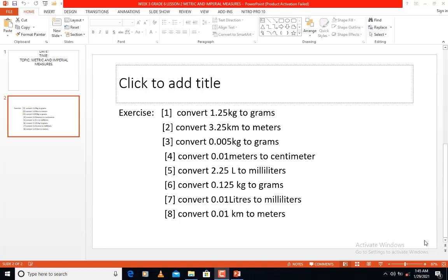Now, for instance, what we are talking about in this exercise: convert 1.25 kg to grams. Right, 1.25 kg. What are we talking about here? We are changing these bigger units to smaller units, which means kgs to smaller units. So if we are moving from bigger units to smaller units, as we said earlier on, we multiply by what? How many grams make a kilogram? 1000. So in this case, you multiply by 1000.